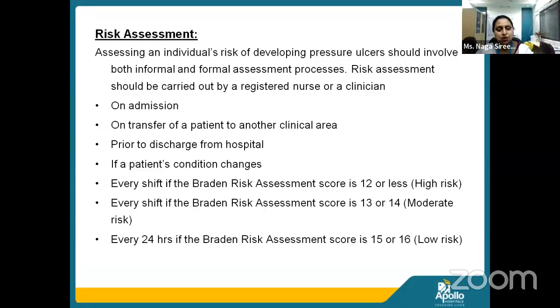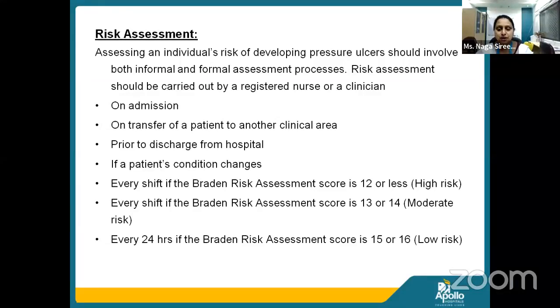Assessment is also needed on transfer of the patient to another clinical area and prior to discharge from the hospital. As I rightly said, admission is important. Again, shifting the patient from the ward to ICU, or ICU to ward, it is very important to inspect the skin. The third one is during discharge, which is very important, and inpatient conditions.